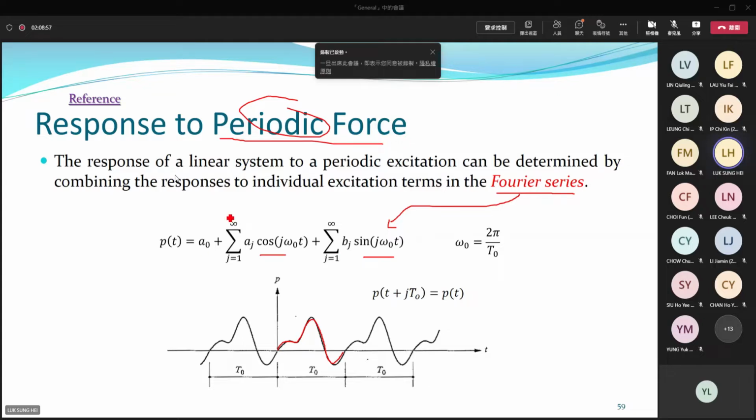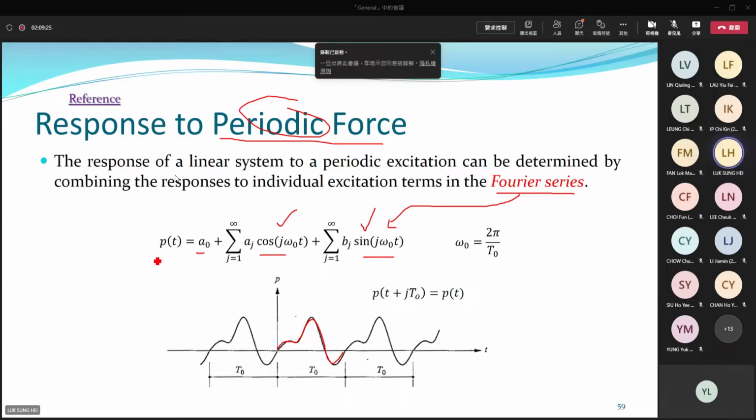Loading equals a constant plus cosine plus sine. We learned how to find the response under a sine force. For a cosine force, the response will look quite similar. Sine, cosine, they are quite similar, right? So you can superimpose all the responses together to get the final outcome based on superposition. This is the idea of Fourier series.